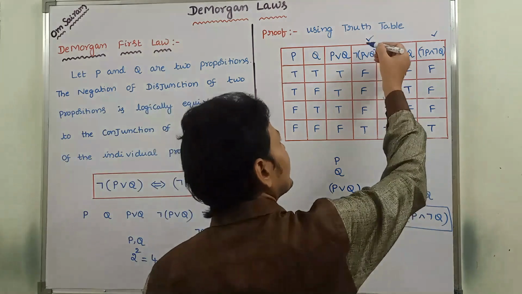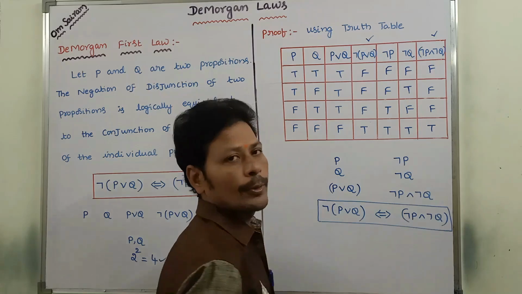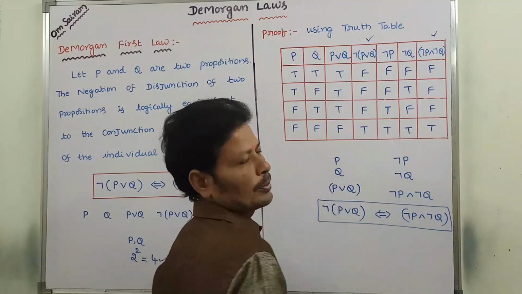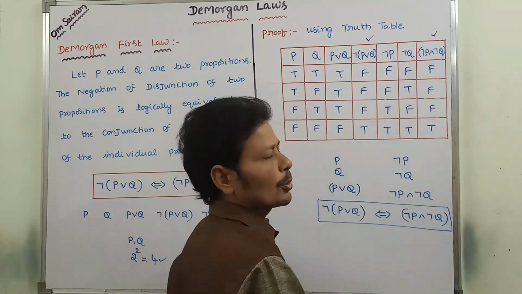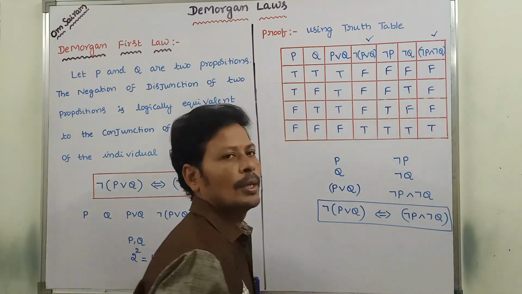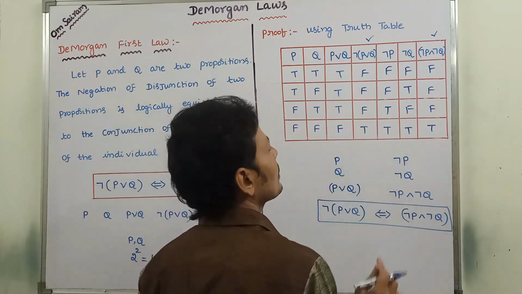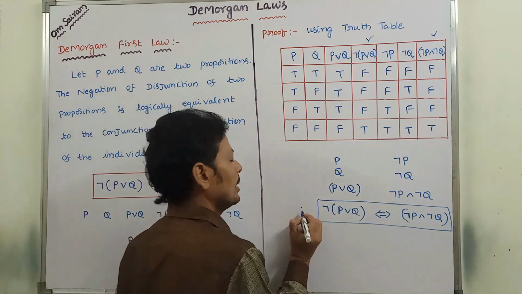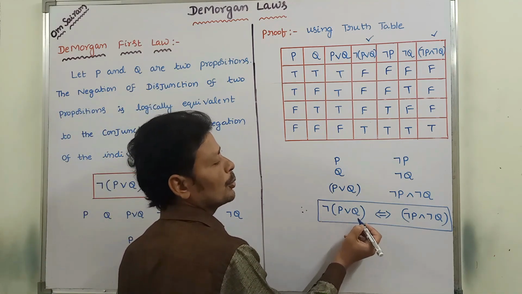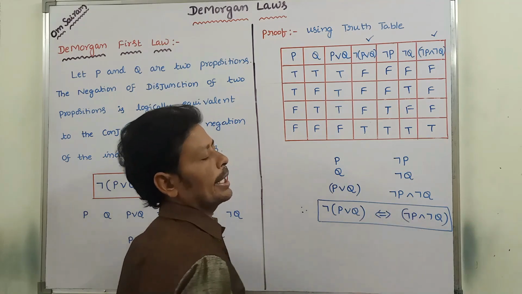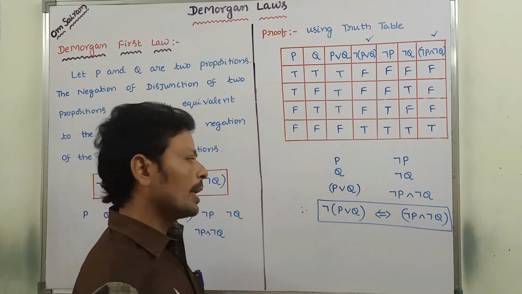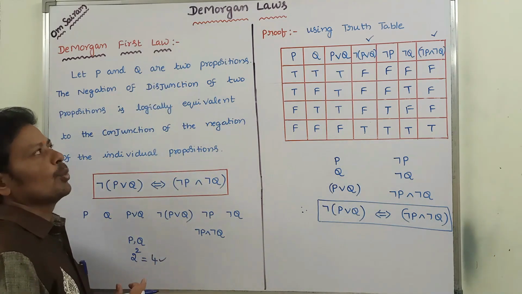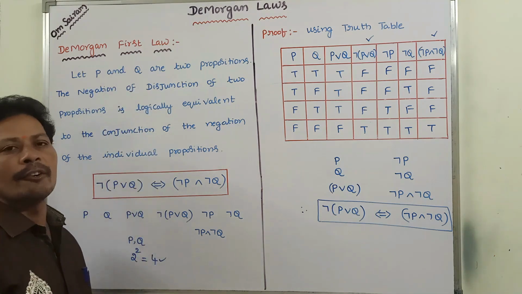So now observe these truth values and these truth values. Negation of p or q truth value is false, false, false, true. Negation p and negation q truth value is false, false, false, true. By observing these two columns, both contain the same truth values. Hence, we can say that negation of p or q is logically equivalent to negation p and negation q, because both contain the same truth values. In this way, we prove DeMorgan's first law.